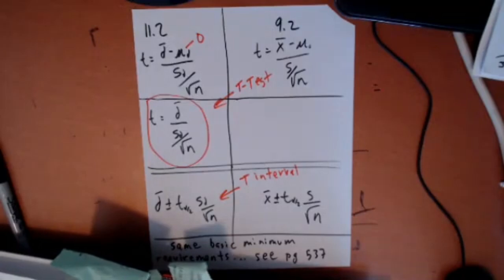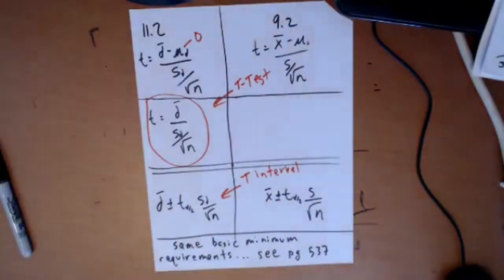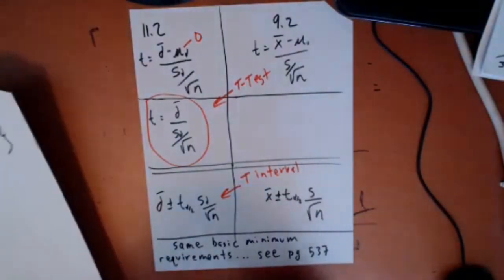N is greater than 30. And then our sample is less than 5% of the population size. So there's sort of the standard minimum requirements. Take a look at those on page 537. We're going to proceed forward with assuming minimum requirements are met.